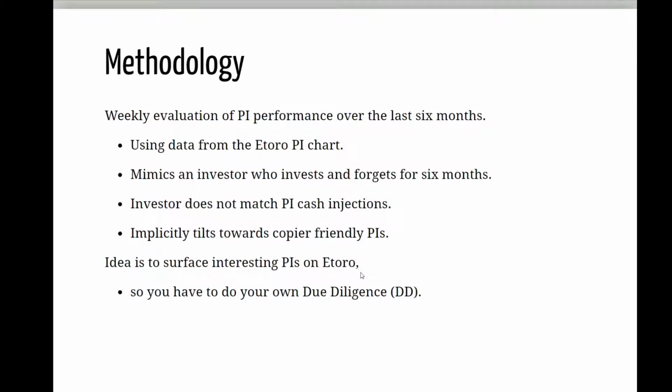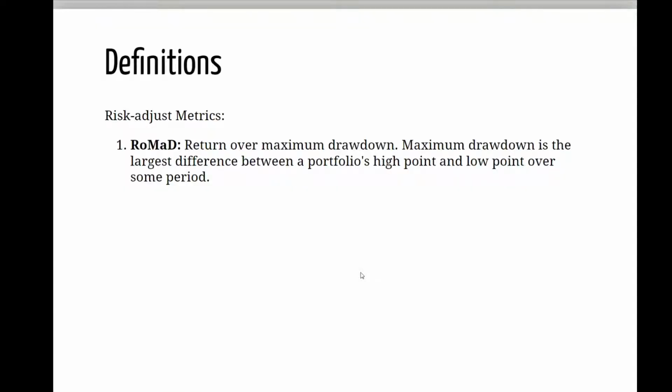Again, the main idea is to help surface interesting PIs, so it's up to you to do most of the due diligence from here on. So let's go to definitions. These are definitions you should already be familiar with. Basically, we are looking at risk-adjusted metrics. We want to take into account how well you're doing and normalize that by risk factors.